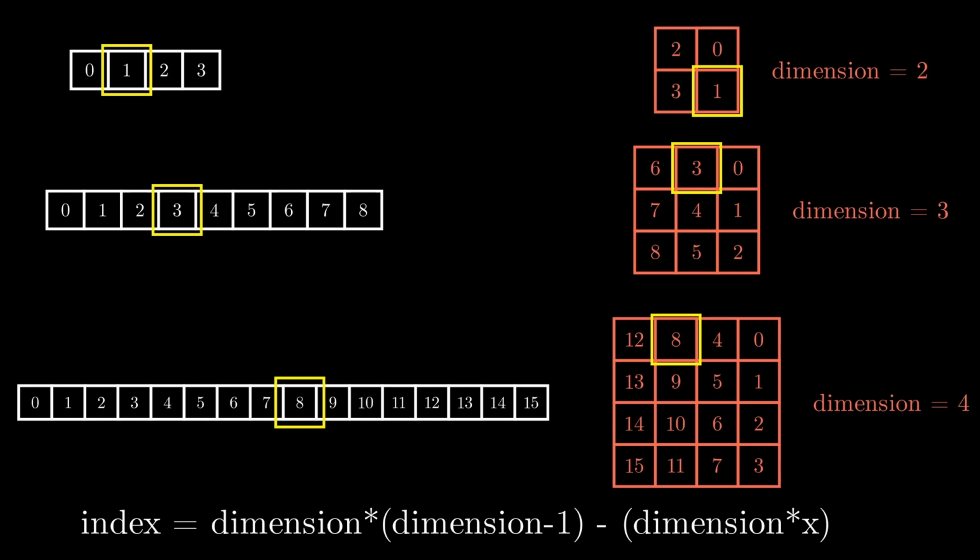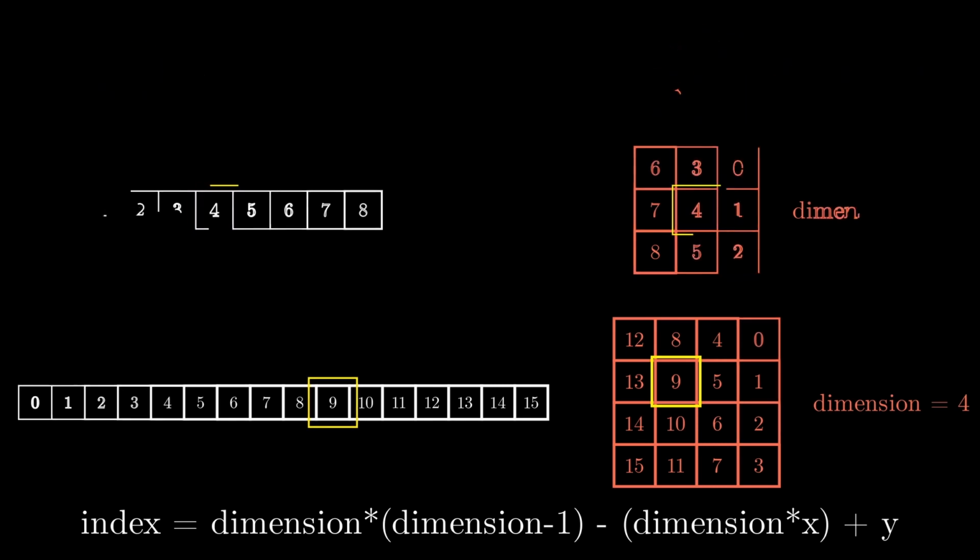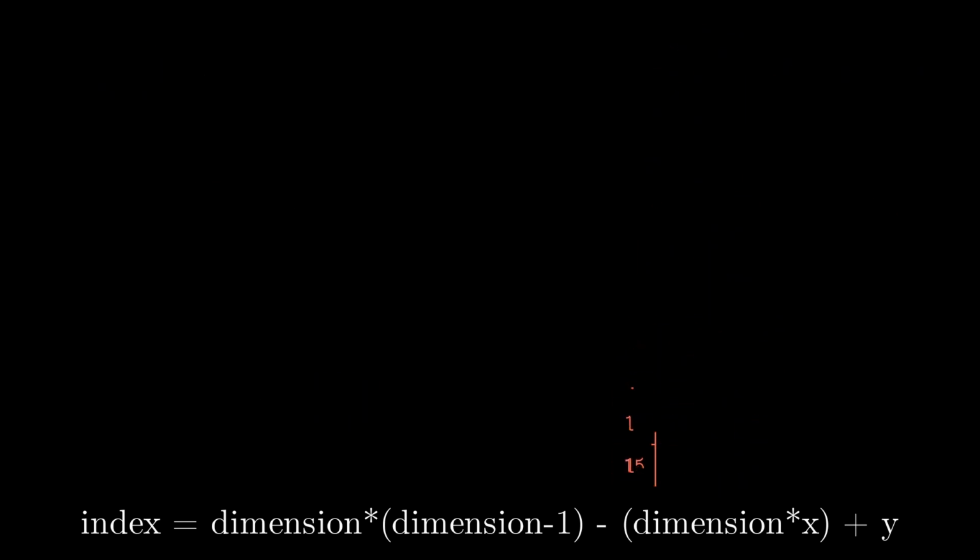Every time we increment y, the value of the cell is incremented by 1. Same for 3 by 3 and 4 by 4. So it's safe to say that for each y increment, we can add 1 to our result, which means plus y. And there we have it, a formula that takes the x and y as inputs and tells us how to access our original one-dimensional array to build our rotated matrix.